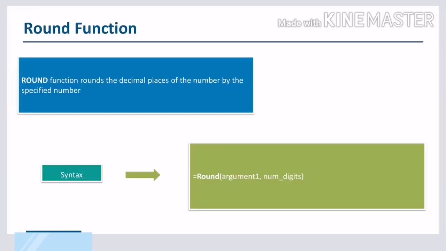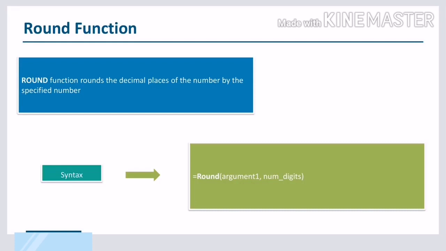Okay. Moving on, the next function in our list is the round function. We will illustrate three functions to round numbers in Excel: round, round up, and round down. First, we will start with the round function. A round function will round the number to the number of decimal points specified in the formula.